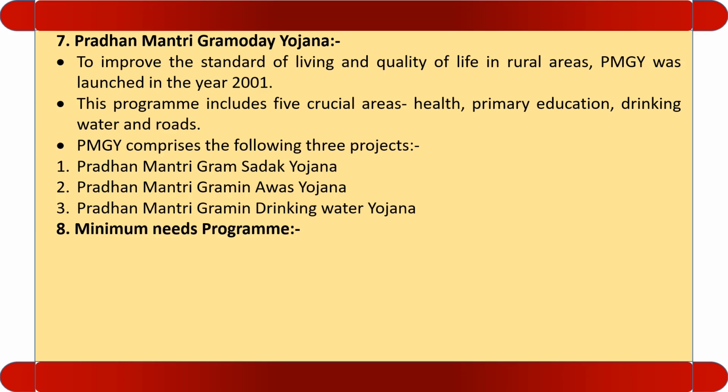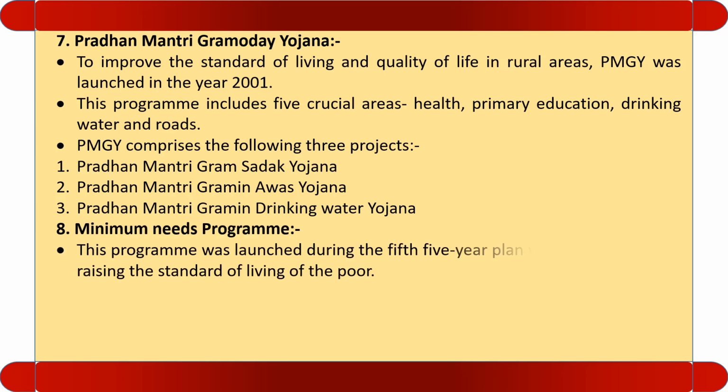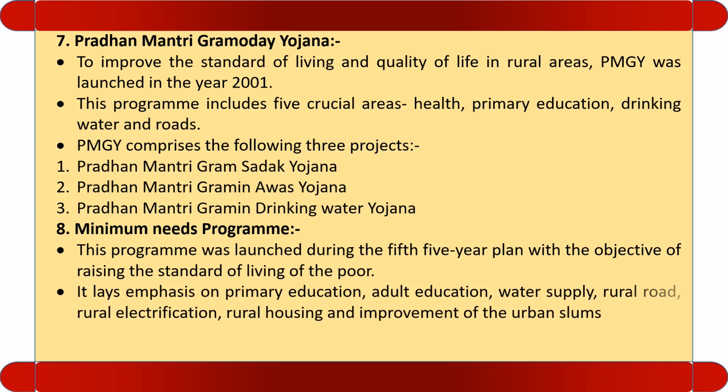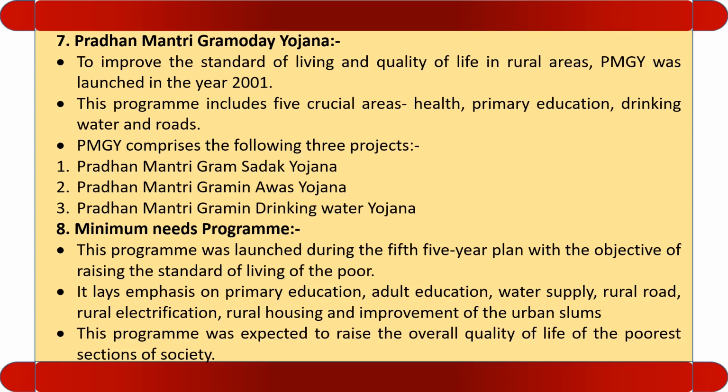Next is the Minimum Needs Program. This program was launched during the 5th Five Year Plan with the objective of raising the standard of living of the poor. It lays emphasis on primary education, adult education, water supply, rural roads, etc. and the urban slums. This program was expected to raise the overall quality of life of the poorest sections of society.